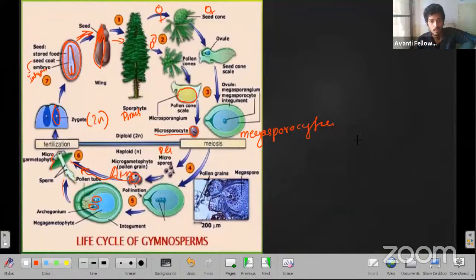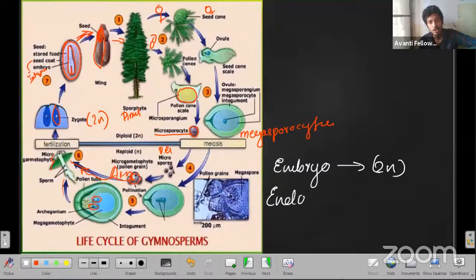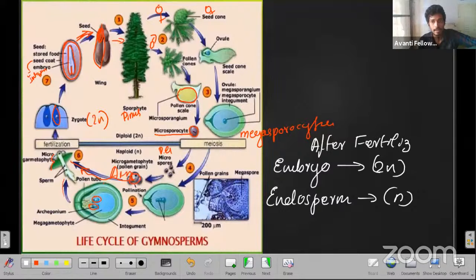Okay, so then what happens after the fertilization? The zygote becomes the embryo, which is 2n in condition. And what about the endosperm? The endosperm will remain in the haploid condition after fertilization. I'm writing it. After fertilization, the zygote is converted into 2n, but the endosperm remains as n only.